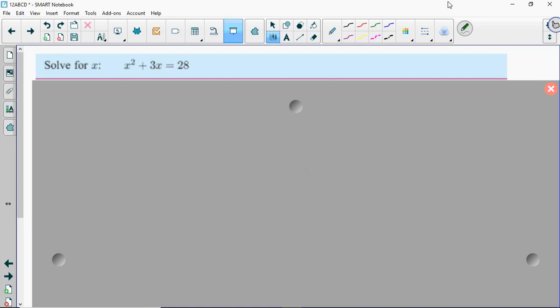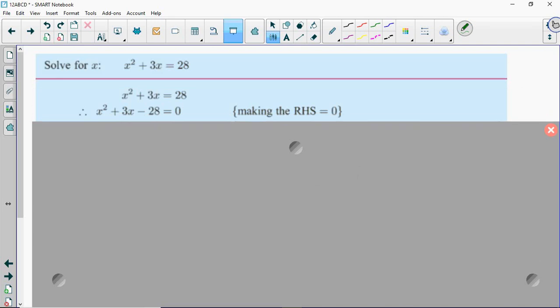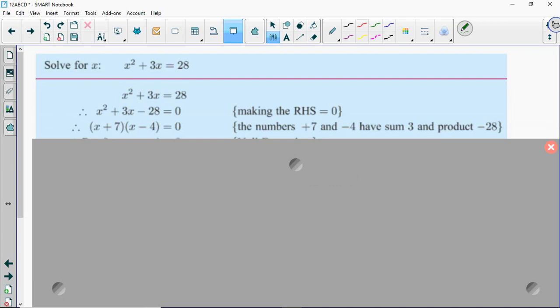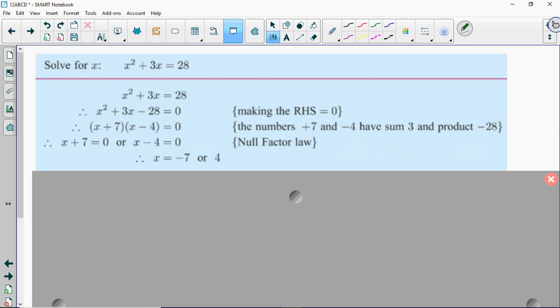Here we have a quadratic equation. We're going to set everything equal to 0 by bringing the 28 over to the left-hand side, and then we're going to factor. So we're looking for 2 numbers that add up to +3 and multiply to -28. Those 2 numbers are going to be +7 and -4, and then we set each of those factors equal to 0. So we have x + 7 = 0 and x - 4 = 0, and then we solve each of those, and we get x = -7 or x = 4.